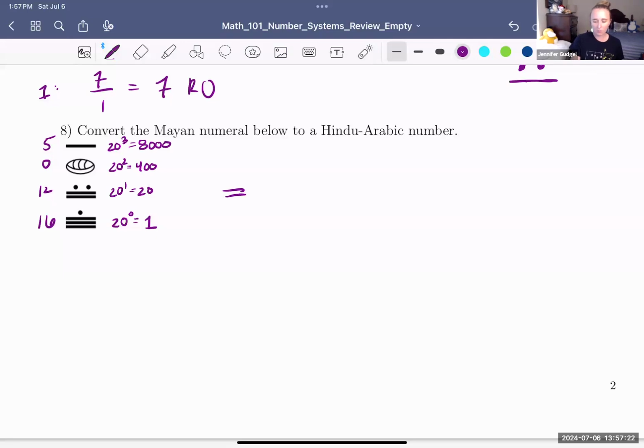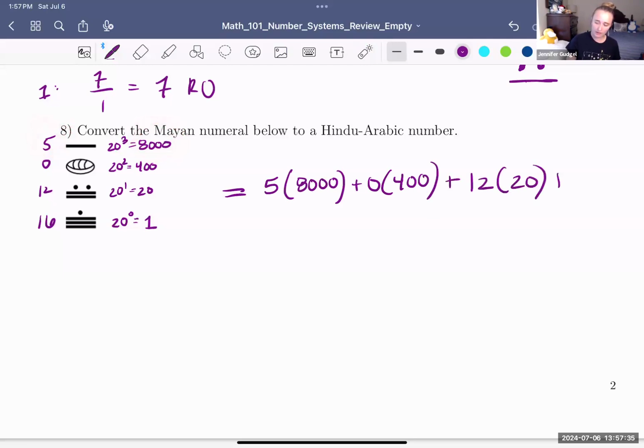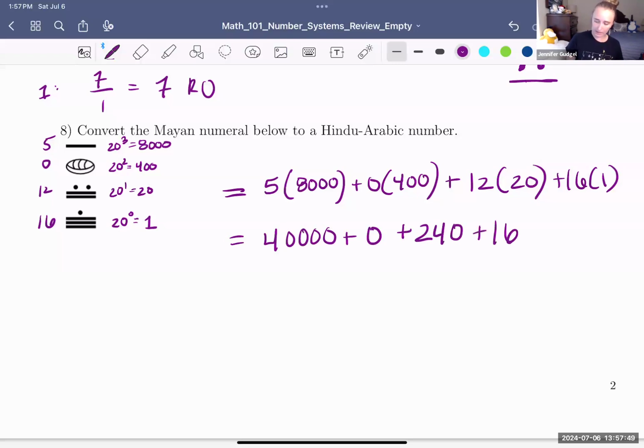So this Mayan numeral is 5 groups of 8,000. I'm doing the product and the addition. 0 groups of 400, 12 groups of 20, and 16 groups of 1. That's 40,000 plus nothing, plus 240, plus 16. That's 40,256.